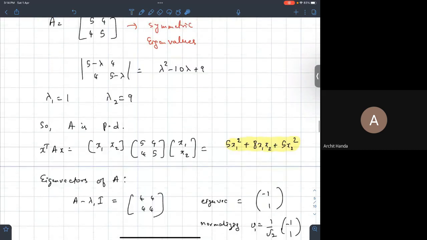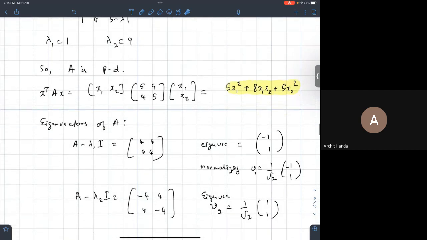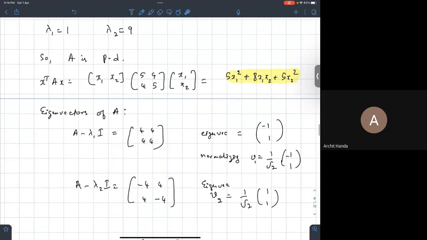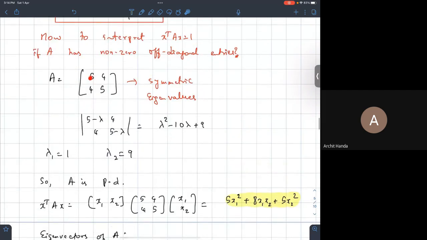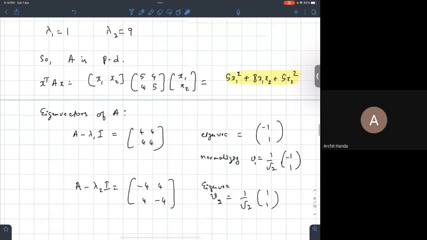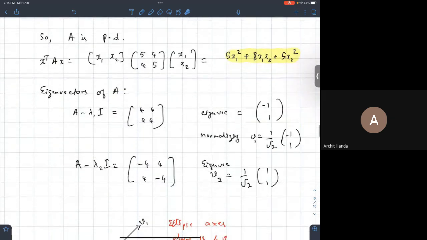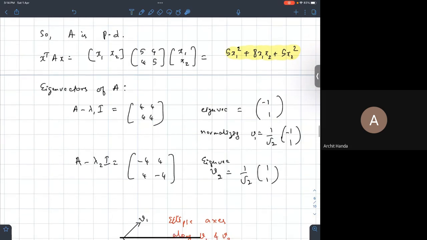So the eigenvectors are easy to calculate. Thankfully, it's a very simple matrix. So if you take 5, 4, 4, 5 and subtract 1, I get 4, 4, 4, 4. And for this, I think you don't have to work too hard. Minus 1, 1 or 1 comma minus 1, both of them are okay. And I want a vector of length 1, so I'm going to normalize. This is my first eigenvector.